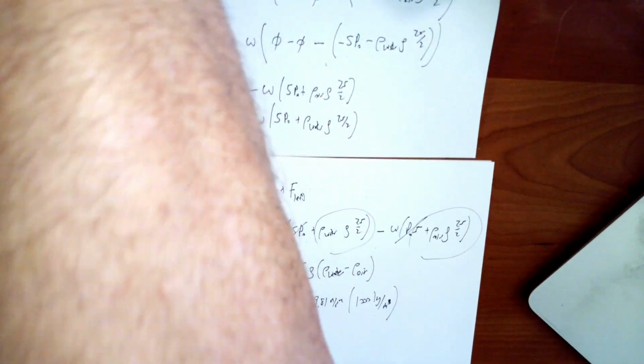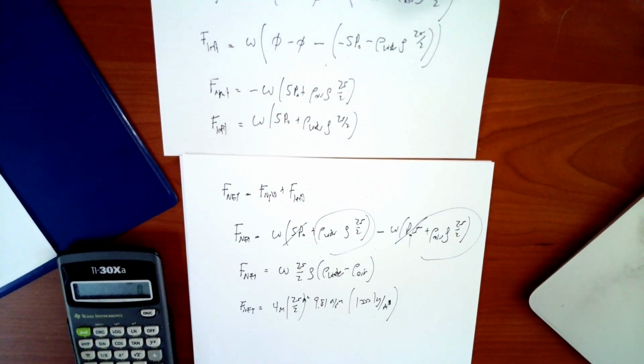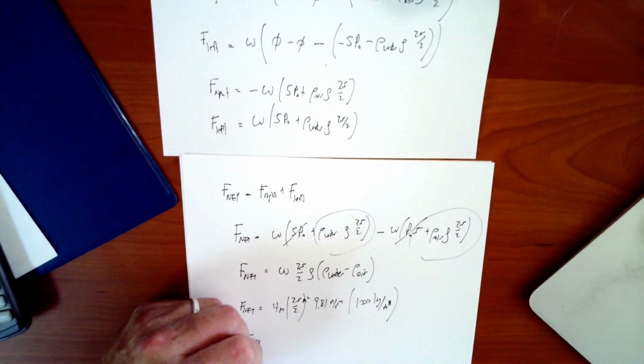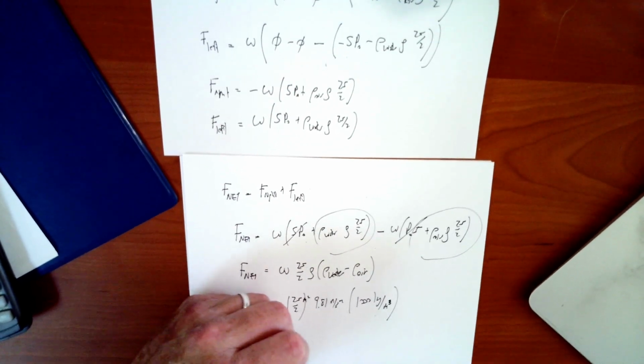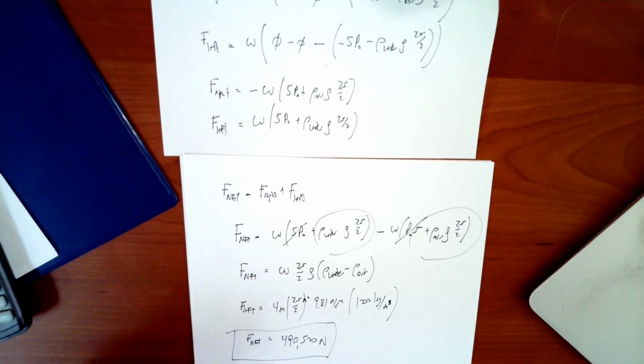So I'm going to go ahead and calculate it out here with my great calculator. So I have 4 times 25 divided by 2 equals, times 9.81 equals, times 1,000. And I get 490,500. So my net force is equal to 490,500 newtons. All right, so that's great.